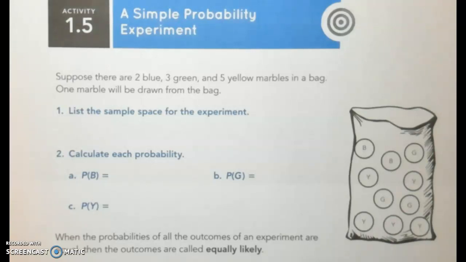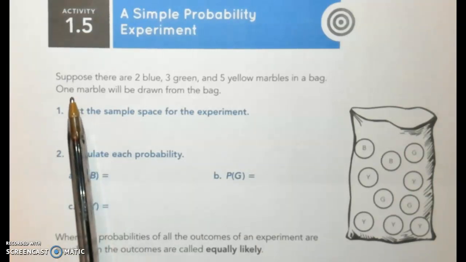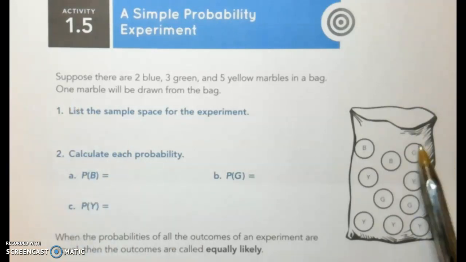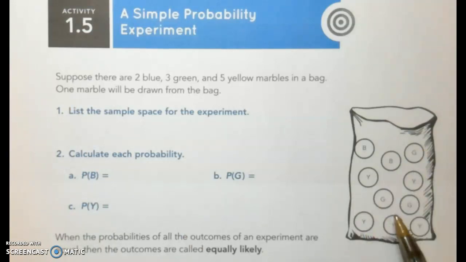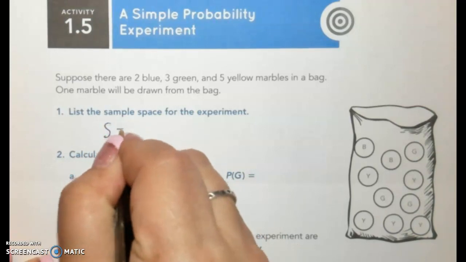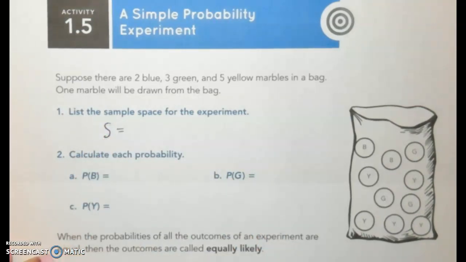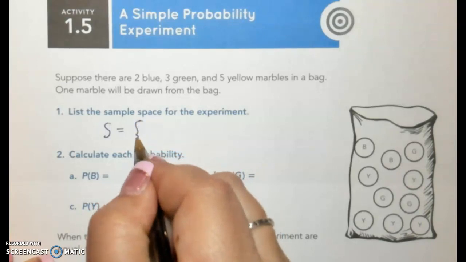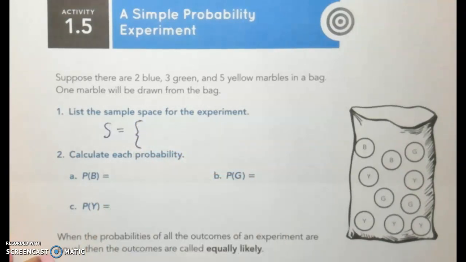So in Activity 1.5, we're looking at a simple probability experiment, and the problem says, suppose there are 2 blue, 3 green, and 5 yellow marbles in a bag. They've shown a representation of the marbles in the bag right here. And the first thing they're asking us to do is list the sample space for the experiment. This gives us an opportunity to review what the notation for sample space looks like. And remember, we're going to label that S equals, and then we're going to use our brackets. Okay, inside the brackets, we're going to list all the possible outcomes.